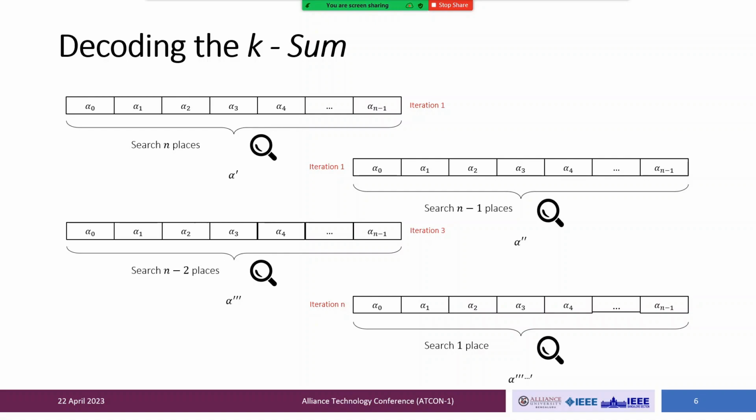And then we move forward to iteration 1, in which we now have this alpha dash element, so we will have to find k minus 1 elements. So, n minus 1 places we will have to search, since the first place where alpha dash was found is kept aside. Further, if we move forward, it will be n minus 2 searches, and after n iterations we will have only one place to search. If we sum all of this, we will get the computational complexity.